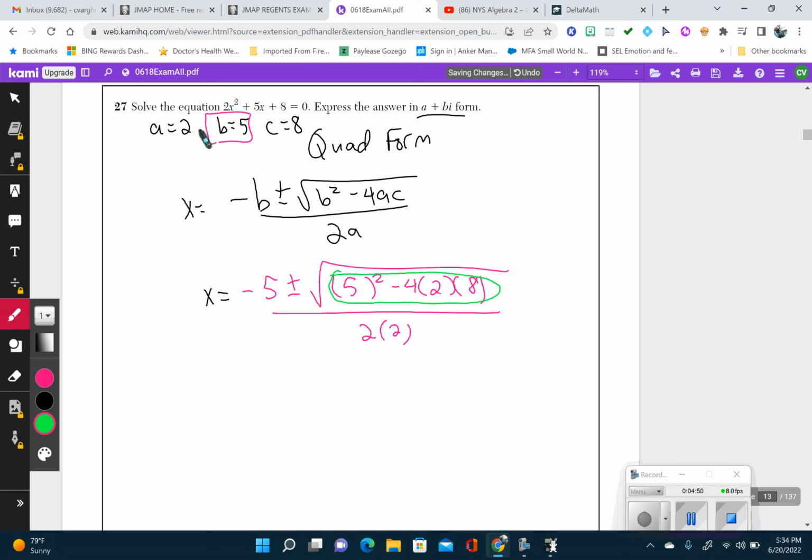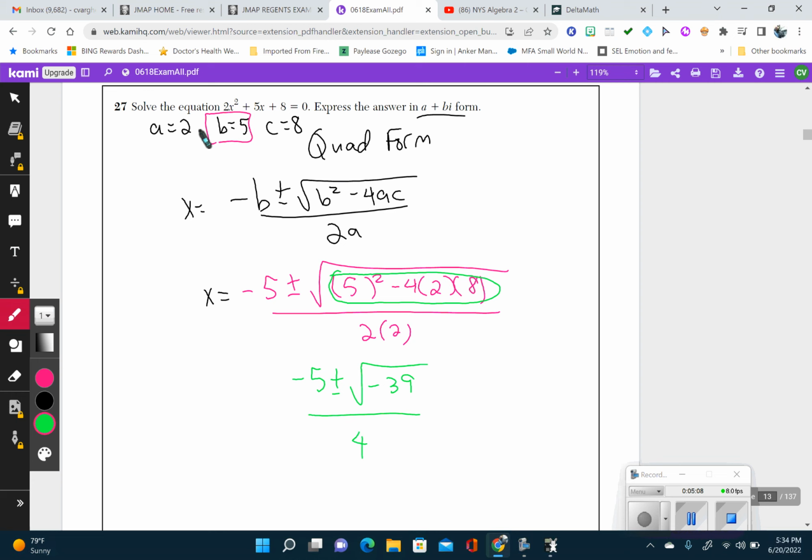calculator, hit enter. And when you do that, inside the radical you're going to get negative 39. The negative 5 comes through, right? And then it's plus or minus, divided by 2 times 2, which is 4.